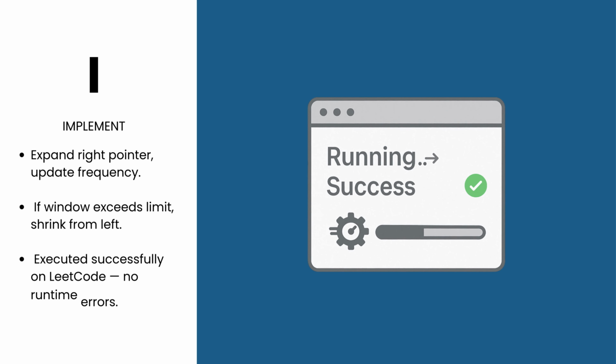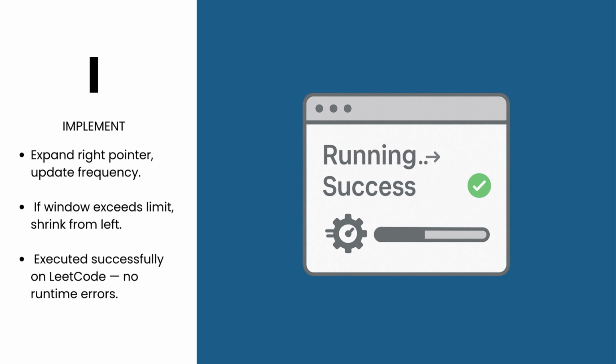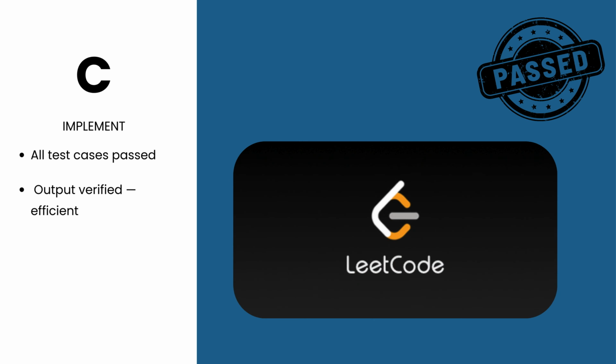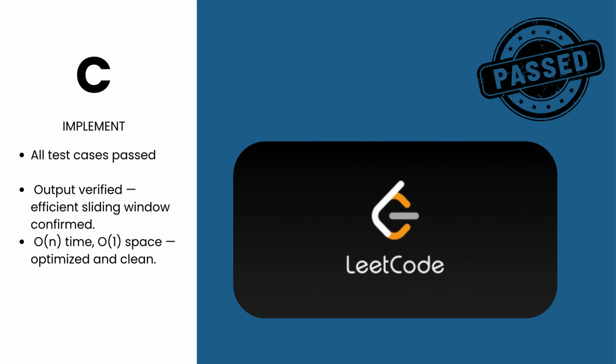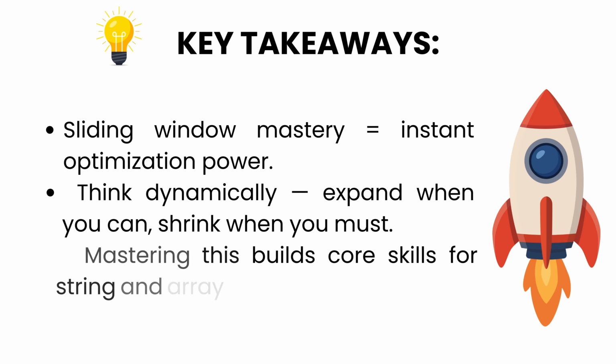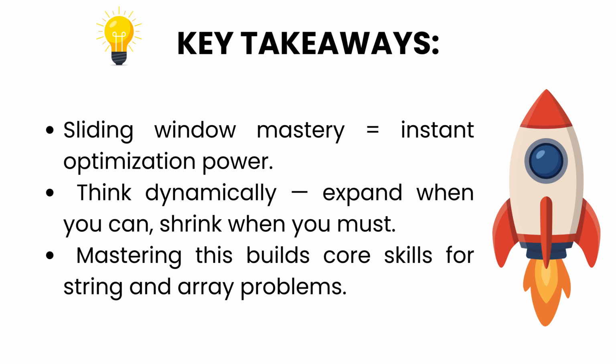We translated this logic step by step, ran it successfully on LeetCode, and the code executed perfectly without any errors. All test cases passed smoothly, confirming that our logic correctly handles everything from uniform strings to shifting mixed patterns. The takeaway? Sliding window mastery is all about control, expanding when you can, contracting when you must, and always keeping track of what matters most. Nail this, and you'll be ready for some of the toughest optimization problems in interviews.